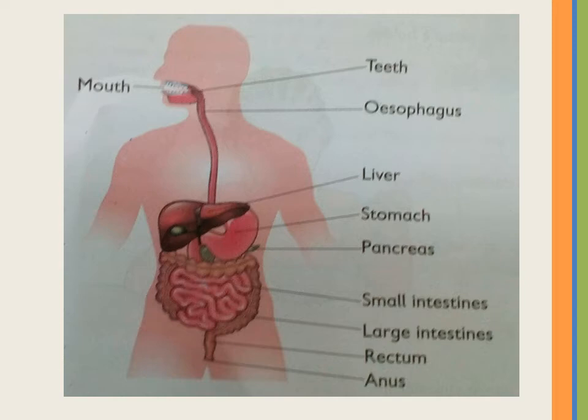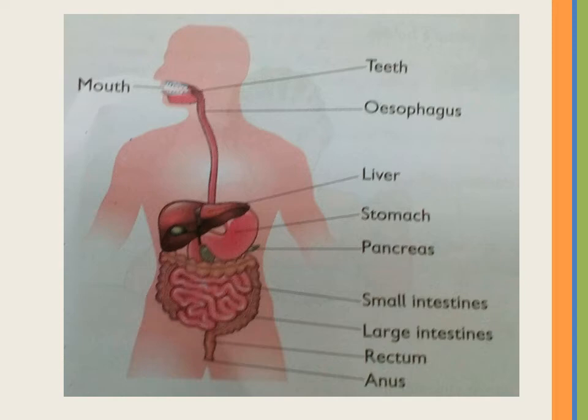Pupils, digestion takes place in a passage that looks like a tube that starts from the mouth and ends in the anus. This passage is what we call the alimentary canal. Pupils, digestion of food starts in the mouth.